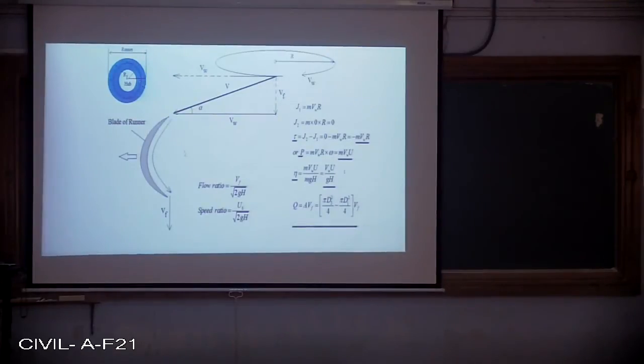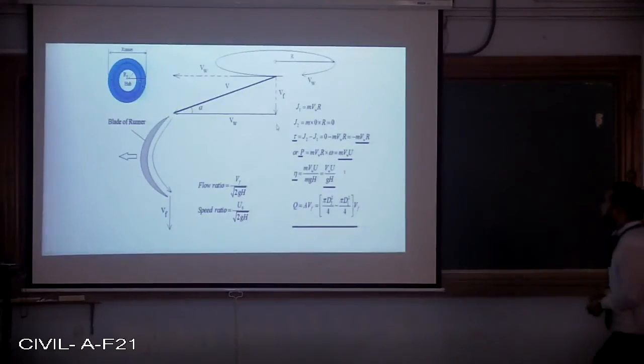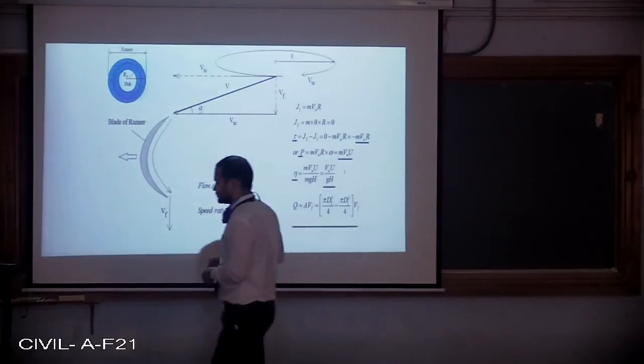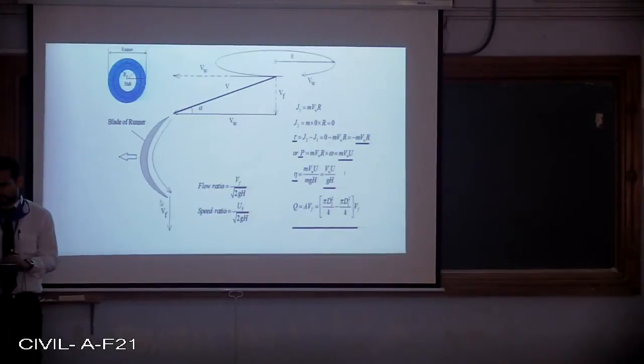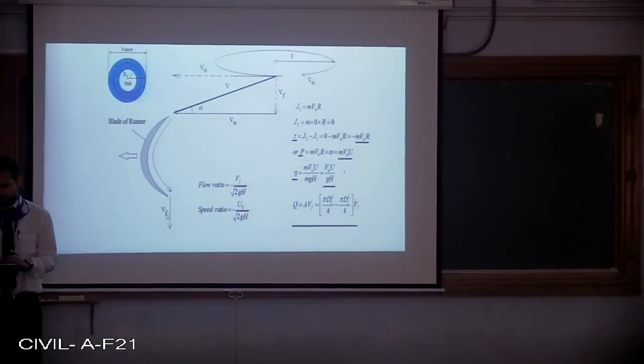Therefore, at the bottom there is the runner. The velocity vector which is going to interact with the runner: Vf is the velocity of water in the axially downward direction and Vw is the tangential velocity of water. So the vector sum of Vf and Vw, V, is the velocity vector which is going to interact with the blade of the Kaplan turbine. Now, when the water leaves the blade, it has no whirl component. It only has the axial velocity. Initially it has Vw, the tangential component, but finally the water doesn't leave the blade in a rotating fashion.